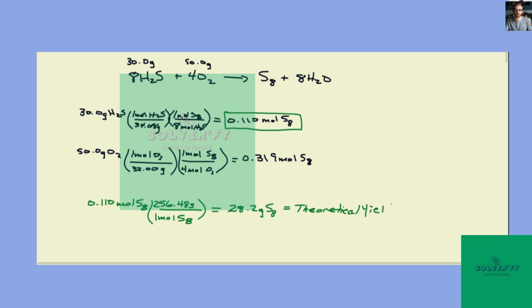And the theoretical yield is what you should be able to make if everything were perfect or if it were 100%. But we don't have a perfect world here. We only made 98% of what we were supposed to. So we're going to take that 28.2 grams and we're going to multiply it by 98% or 0.98 to get the actual yield that we made. So we're going to wind up with 27.6 grams.